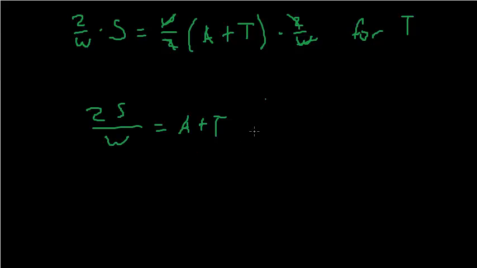Now again, to get t by itself, I can subtract a from both sides. These are not like terms on the left here, so I have 2s over w minus a is equal to t, and that is my final answer.